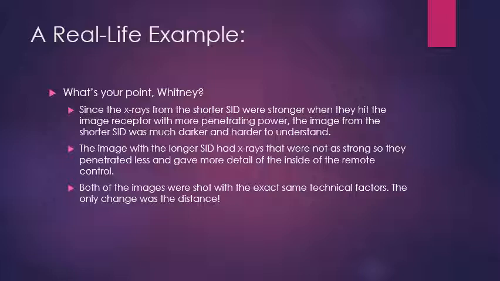So, what's your point, Whitney? Well, since the X-rays from the shorter SID are stronger when they hit the image receptor, they do have more penetrating power. The image from the shorter SID is going to be much darker and harder to understand. The image with the longer SID has X-rays that are not strong enough to penetrate all of the plastic material, so they give more detail and you can see inside the remote control what's actually there, not just a black space. Now, both images were shot with the exact same technical factors. The only change was distance. So distance is pretty important, right?